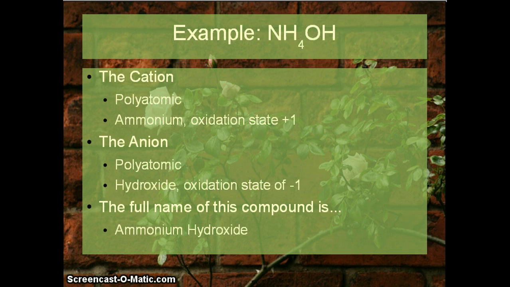The next example is NH4OH. Here the cation is polyatomic ammonium with an oxidation state of +1. The anion is polyatomic hydroxide with oxidation state -1. The chemical name for the compound is ammonium hydroxide.